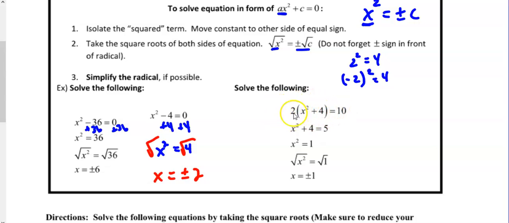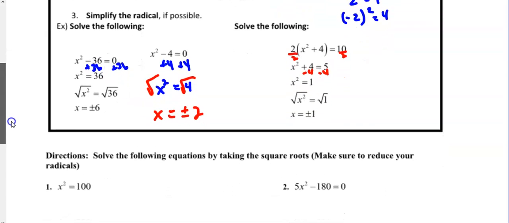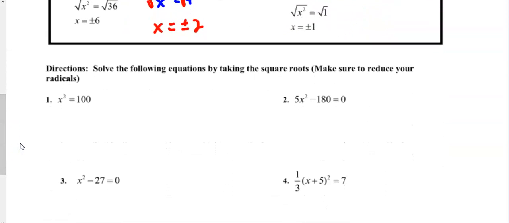Even if you have something such as this, where you have a quantity, I have to divide by 2 to get x squared plus 4 equals 5. Subtract 4, x squared equals 1, square root both sides, x is plus or minus 1. So again, the objective is to isolate the square, take the square root of both sides, and solve.